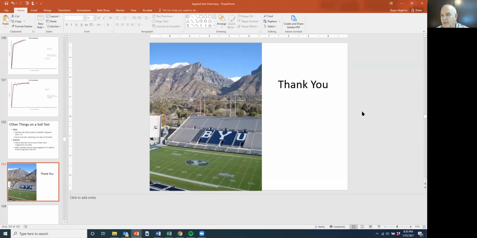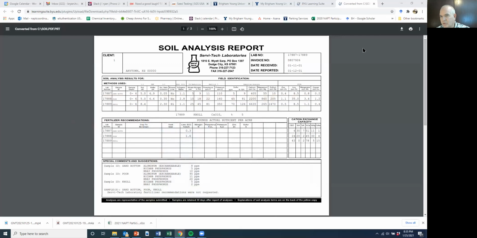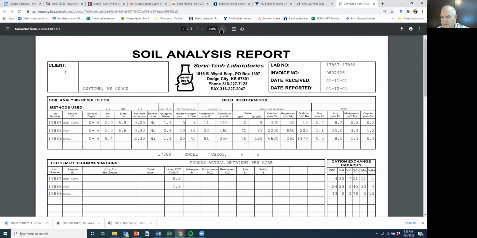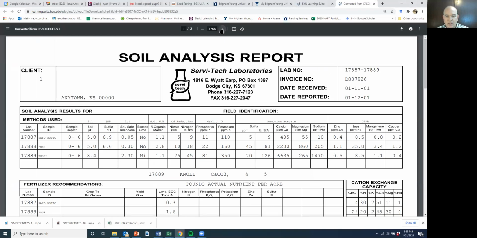What I'm going to do right now is go to a sample of a soil test report. So here's a sample from a good laboratory. Let's make it bigger so you can see it easier. We see lots of things. We've got 3 different samples here, and we're looking at a whole bunch of different parameters. Here on this line up on top shows the method.